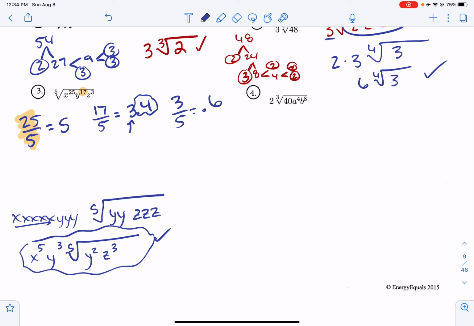So you are welcome to do it the long way. You can do 25 x's and circle them. You can do 17 y's. Either way, you're going to get the same result.